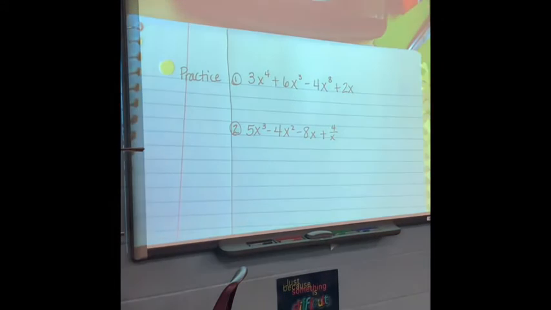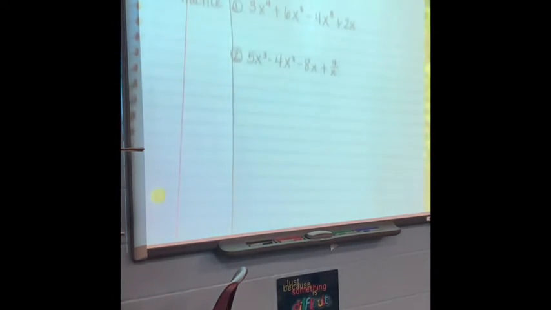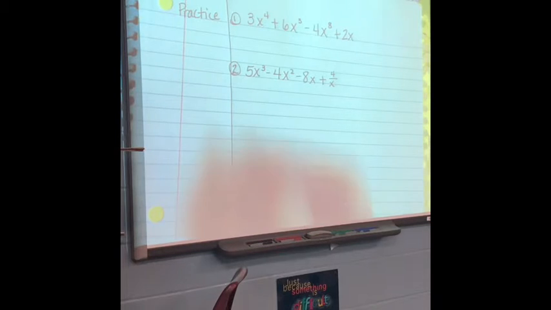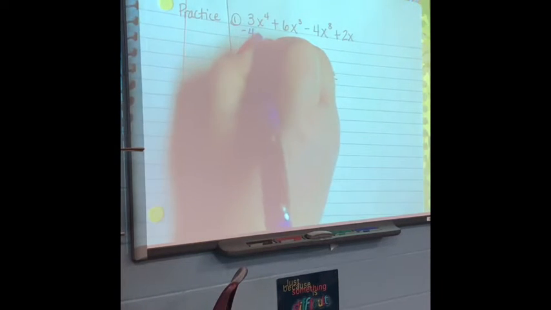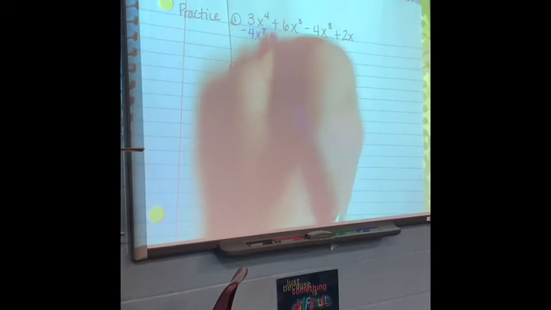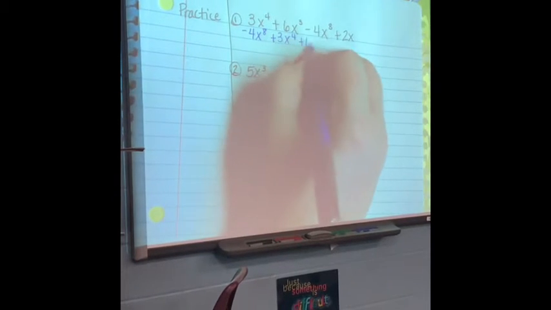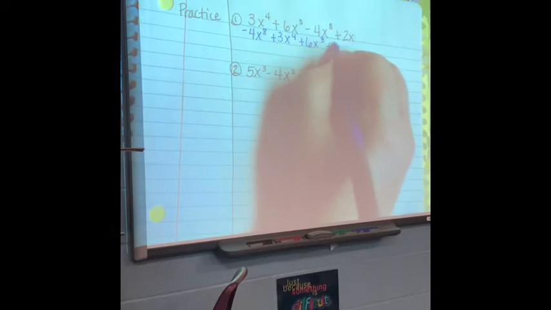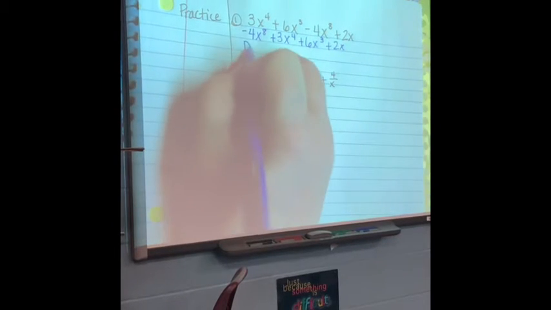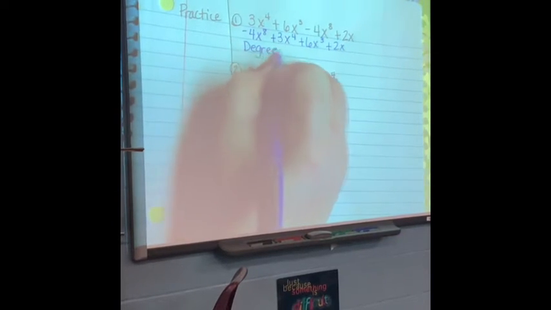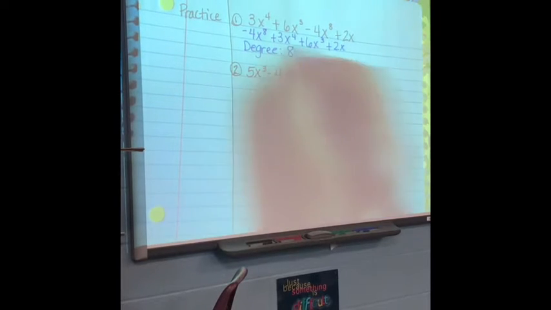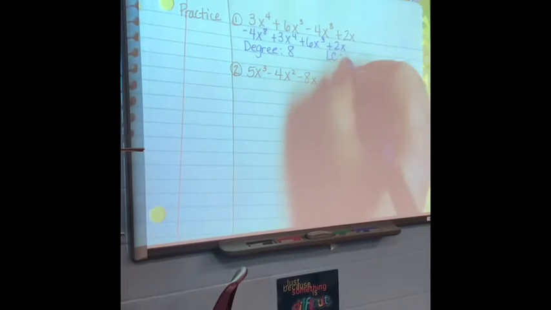You have a situation. What's that situation? First one's not in standard form. You got to rewrite it in standard form. Negative 4x to the 8th power plus 3x to the 4th power plus 6x to the 3rd power plus 2x. And at that point, now I can tell you that I have a degree of 8 and a leading coefficient of negative 4.